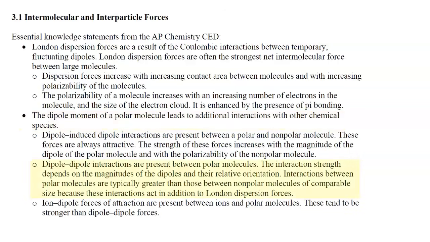Dipole-dipole interactions are present between polar molecules. The interaction strength depends on the magnitudes of the dipoles and their relative orientation. Interactions between polar molecules are typically greater than those between nonpolar molecules of comparable size, because these interactions act in addition to London dispersion forces. Ion-dipole forces of attraction are present between ions and polar molecules. These tend to be stronger than dipole-dipole forces.